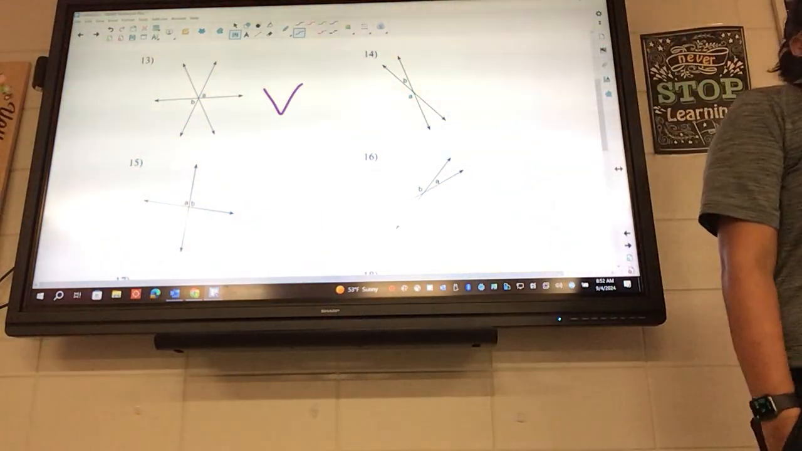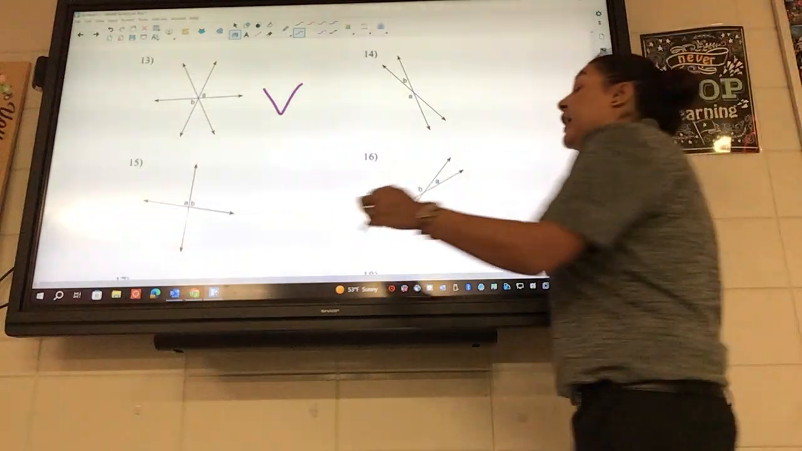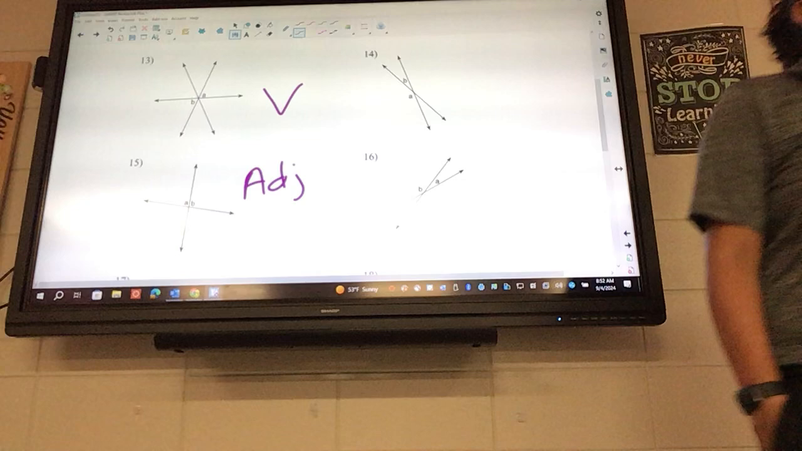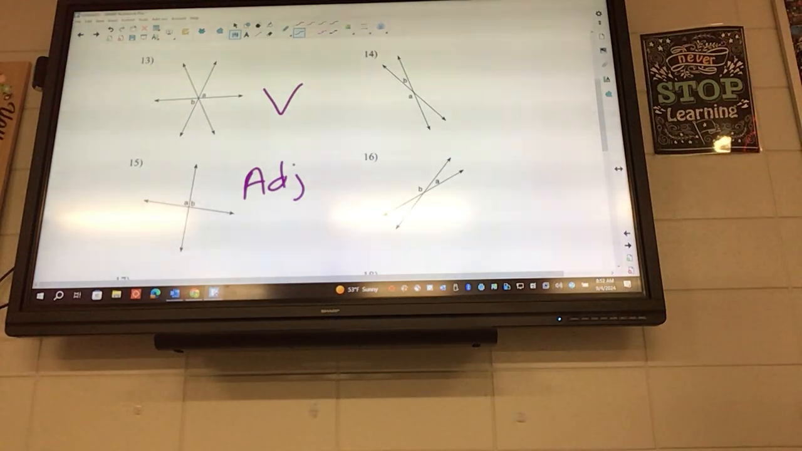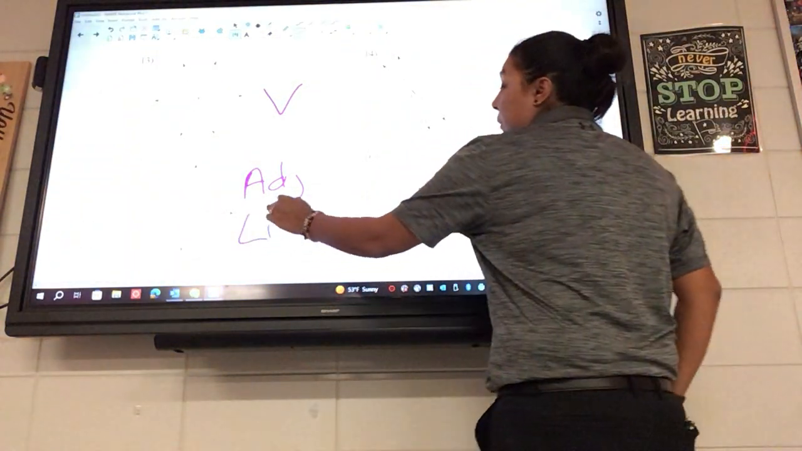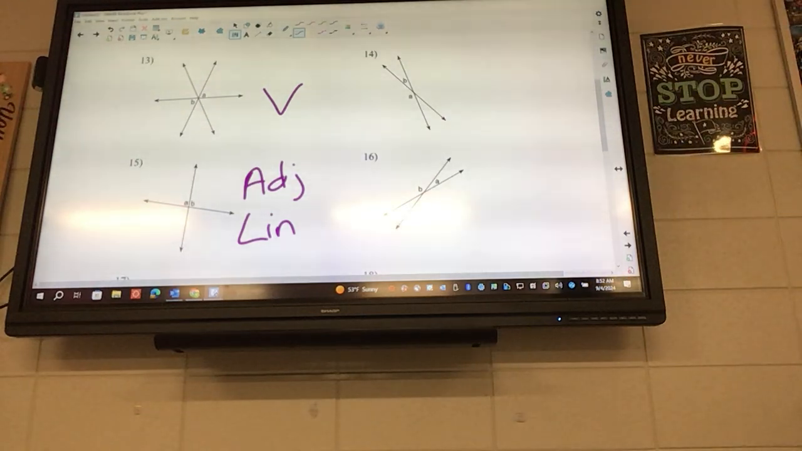Okay, 15, are A and B right next to each other? Yes, so then we know for sure if they are next to each other that it's adjacent. Our next question is, are they a linear pair? Does the A and the B connect together to make a straight line? Yes. So then it is also a linear pair or supplementary, okay? Which means the same word. It's the same word, but it just means different things. Or it means the same thing.